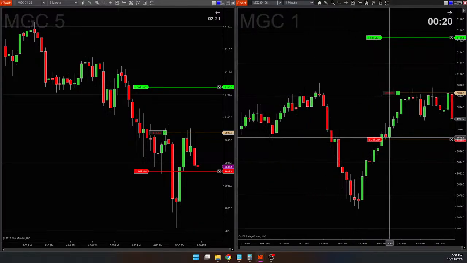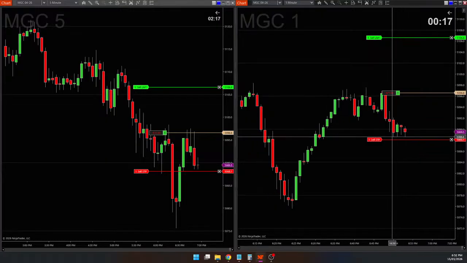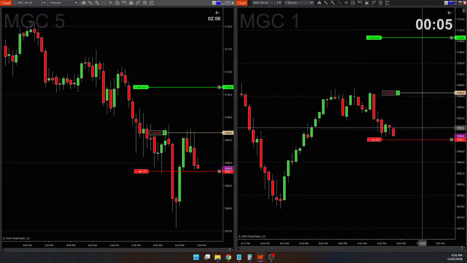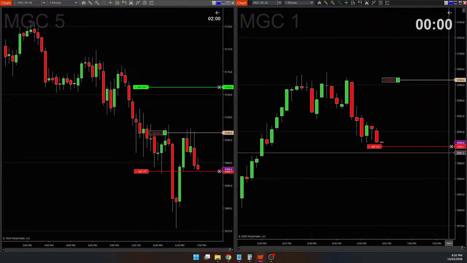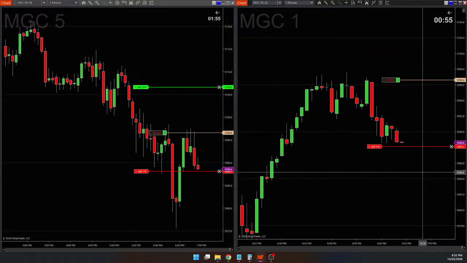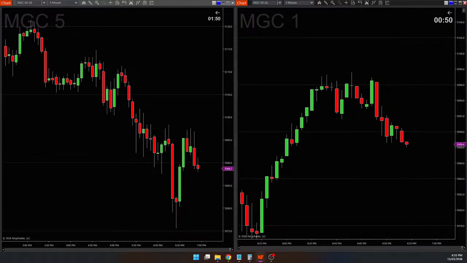So we're respecting that level, not just here, but here. It's pretty much a straight line, the wicks of these candles. So that one's a bit higher, but these three, straight line. There's a new candle. All right, we lost it.